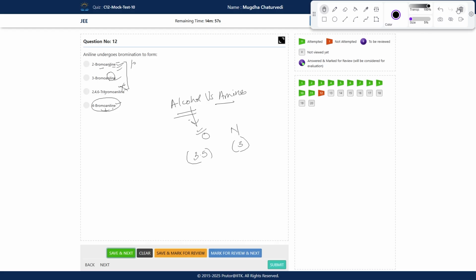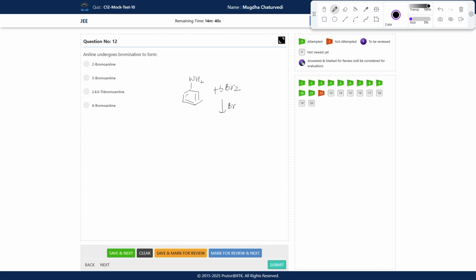Now let us see the next question. Next question, it is saying aniline undergoes bromination to form. Right now only we discussed this question. If I have aniline, which is NH2, when it reacts with 3Br2 in presence of Br2 H2O, then it forms a polysubstituted product.